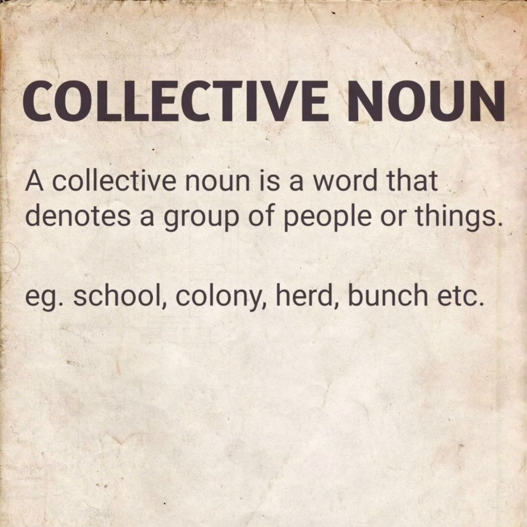Now the next type of noun is the collective noun. A collective noun is a word that denotes a group of people or things. Like for example, a group of whales is called a school. A group of ants is called a colony. A group of cows is called a herd. And a group of flowers is called a bunch. There are more examples of this sort, but these are just a few of them.